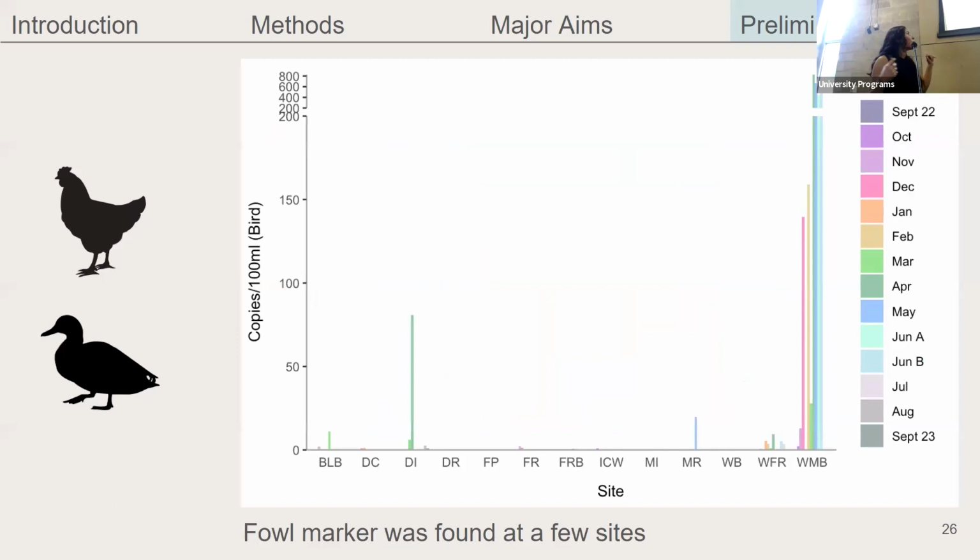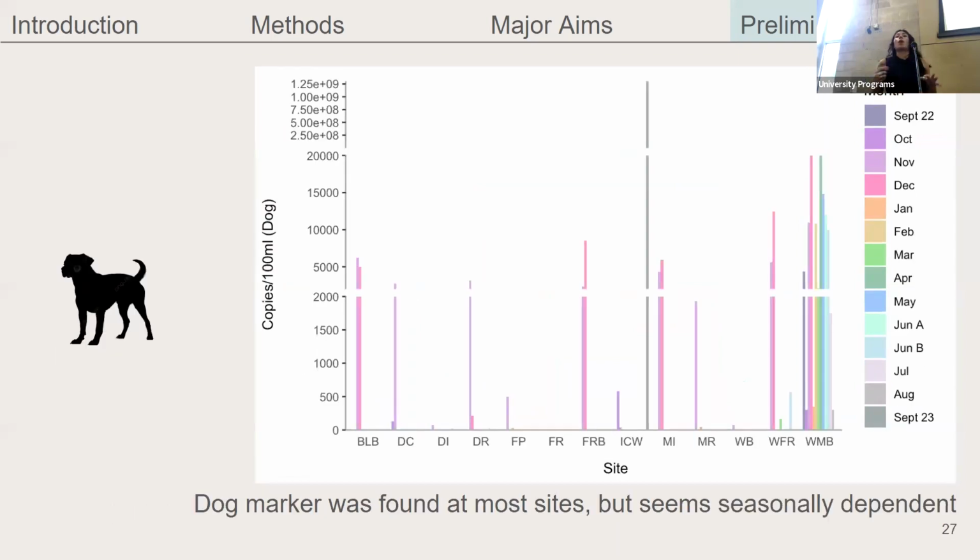And then we have our fowl marker. It was only found at a few sites, but it's pretty consistent at those few sites that it was found. And our dog marker was also found at most sites, but you see seasonal dependence in this. Like it's very much pink and purple, and that's fall.